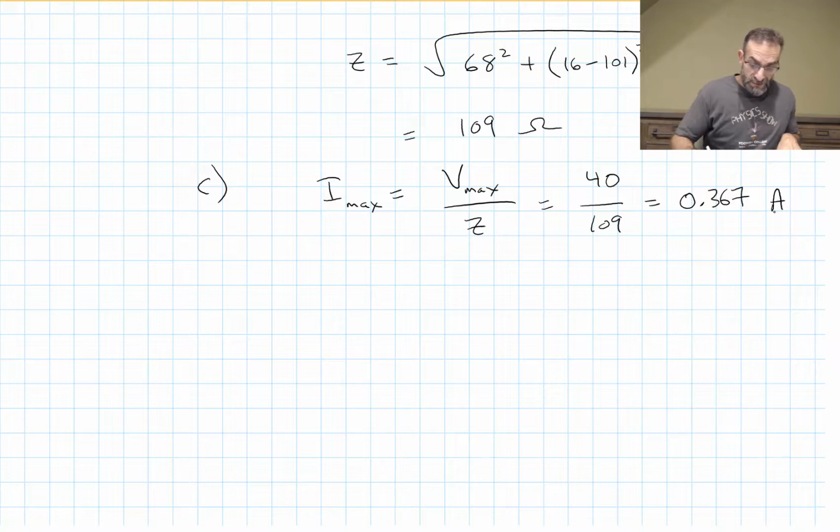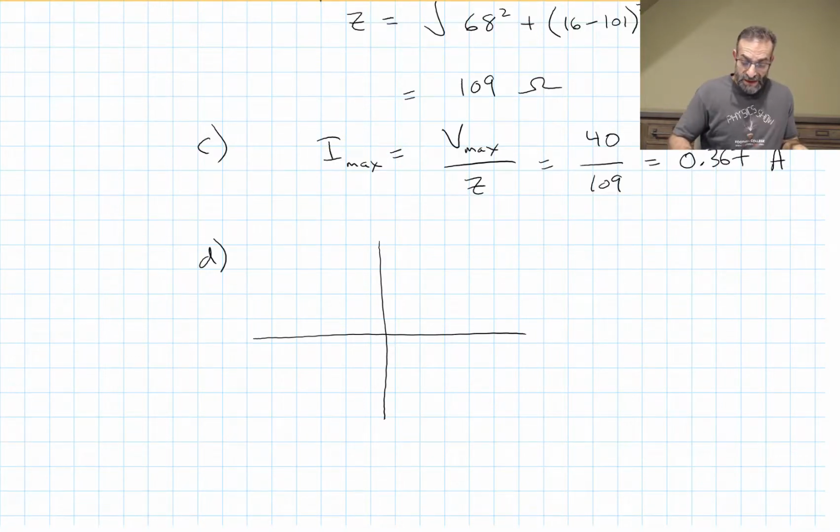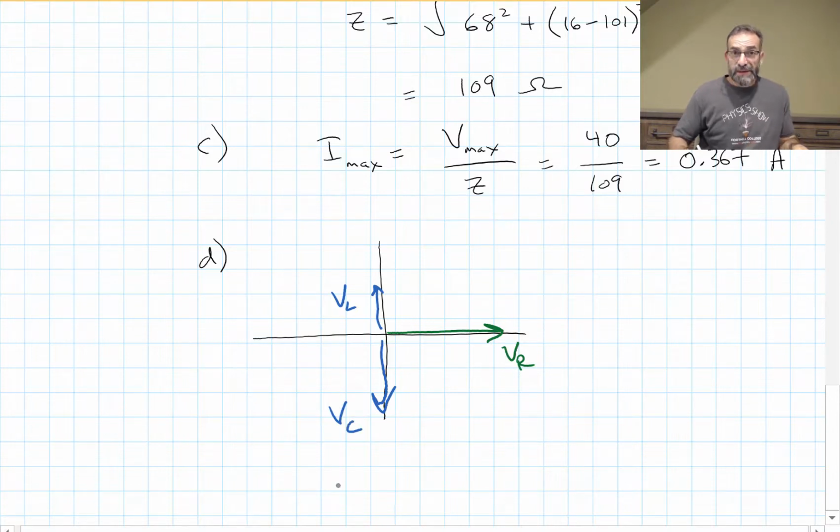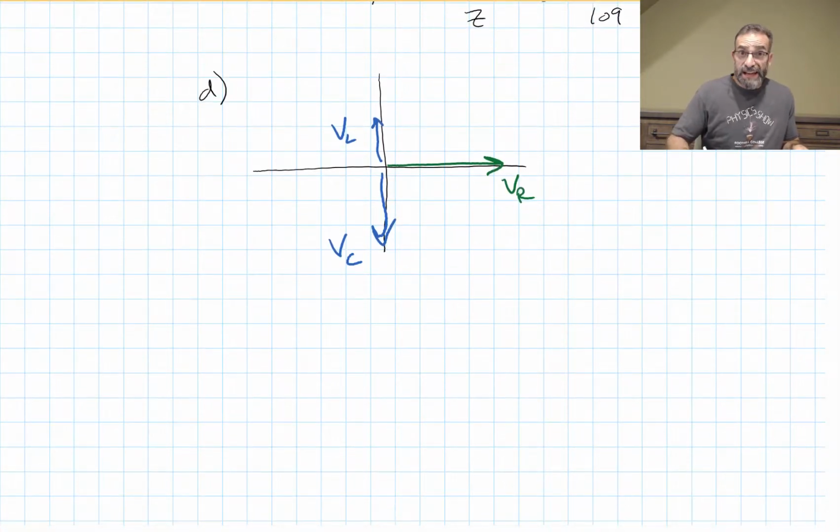Now we want to find our phase angle. If we look at our phasor diagram and we plot the maximum voltage across the resistor and the maximum voltage across the inductor and the maximum voltage across the capacitor, we actually see that the capacitor has a larger maximum voltage than the inductor. And let's go ahead and calculate those now.